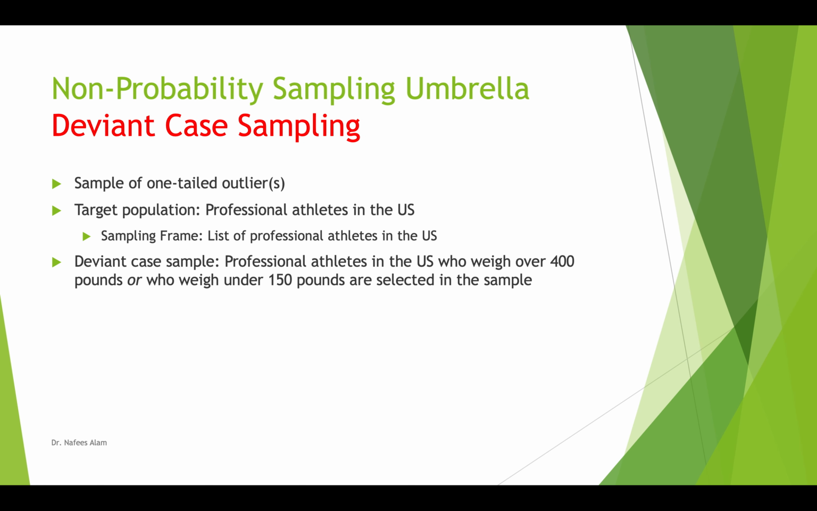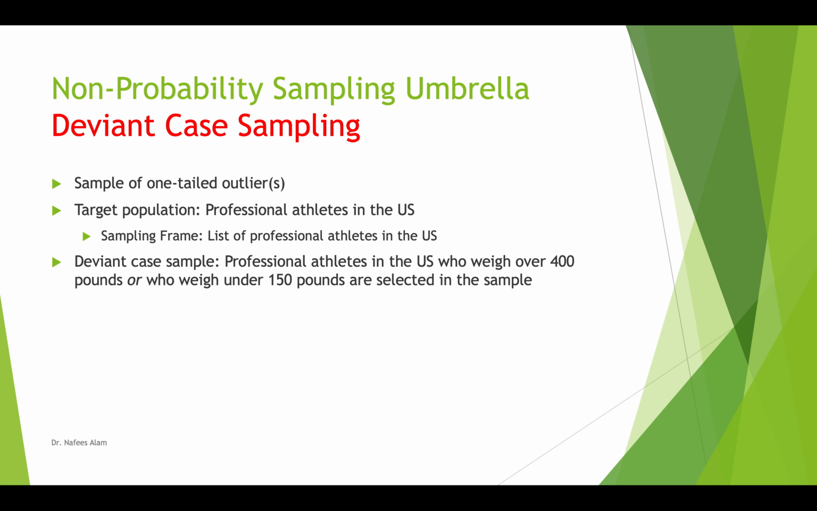Lesser known sampling techniques here, the next two. The first will be deviant case sampling, falling again under the umbrella of non-probability sampling. Here we have a sample of one-tailed outliers, which is just statistical lingo to say an extreme in one direction. So here again we have the target population being professional athletes in the United States, sampling frame being list of professional athletes in the United States.